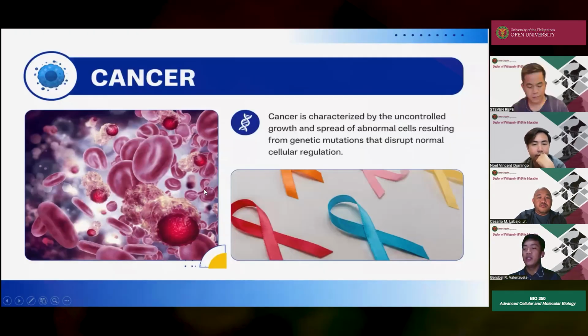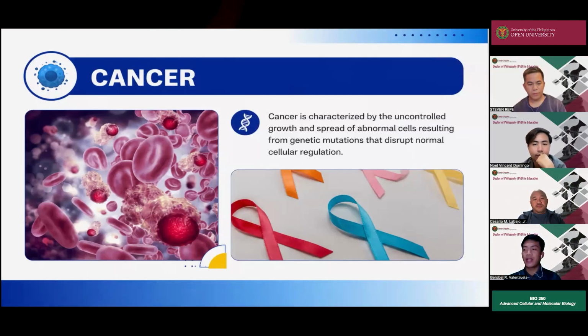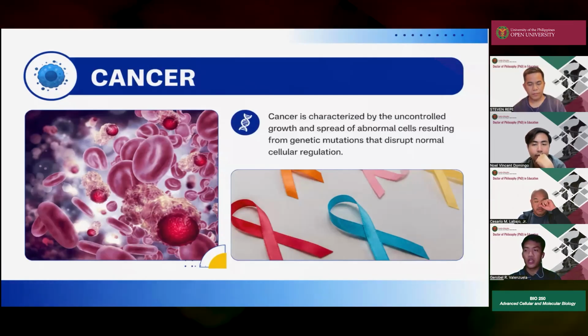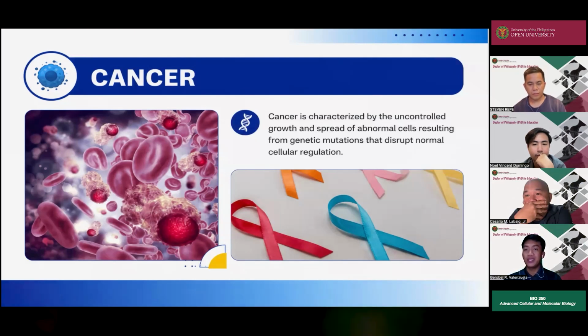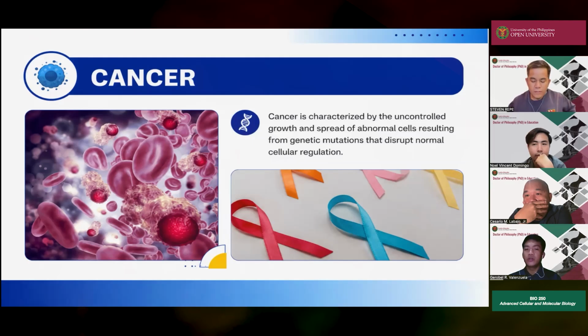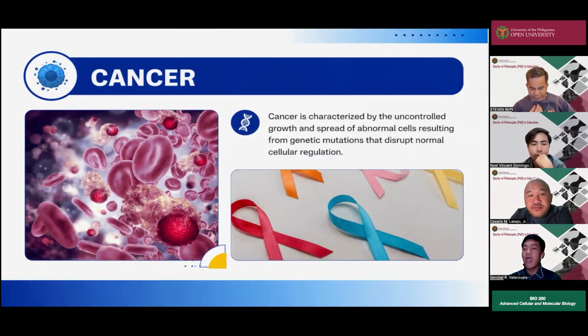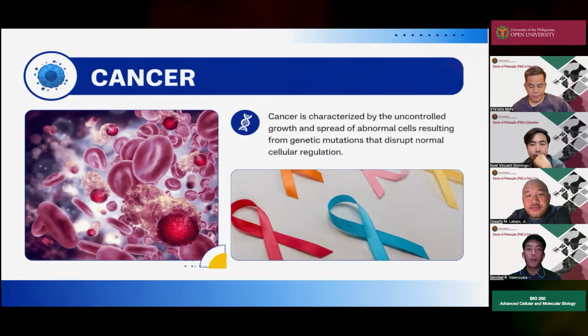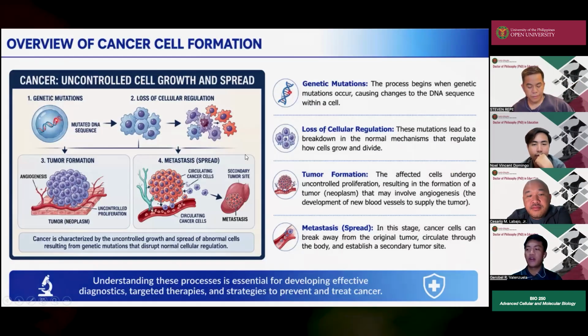So first, let's define cancer. Cancer is characterized by the uncontrolled growth and spread of abnormal cells. Normally, cells divide only when needed, but cancer cells ignore normal control signals. They keep dividing, may invade nearby tissues, and can eventually spread to other parts of the body. So how are cancer cells formed?